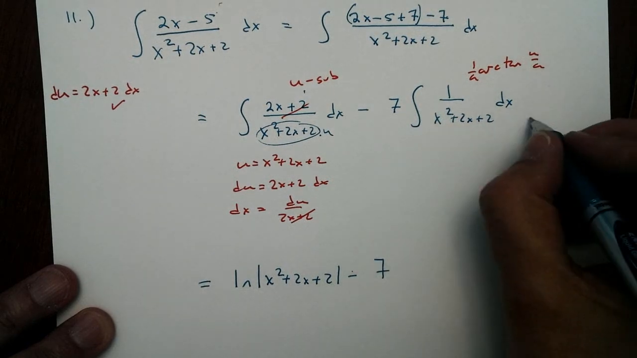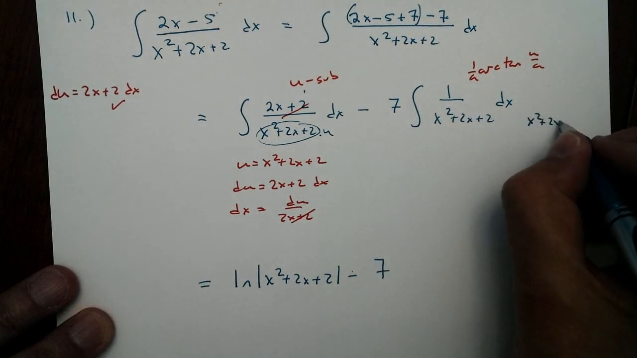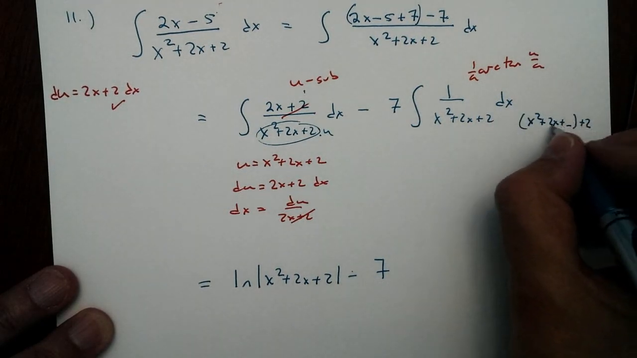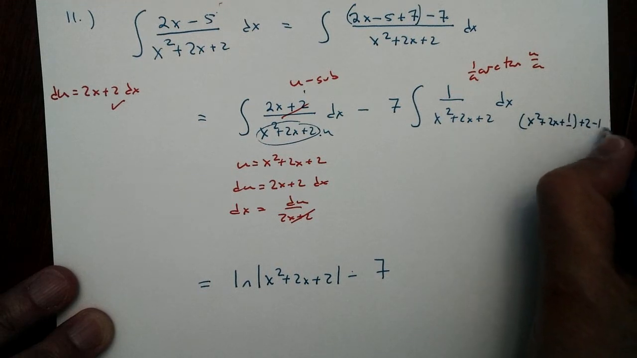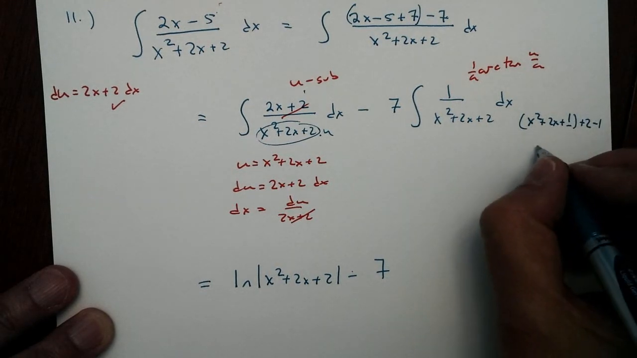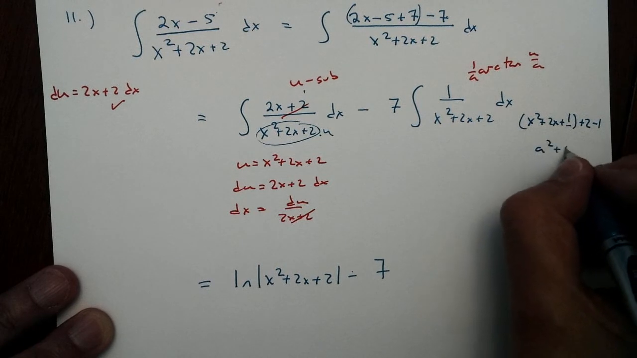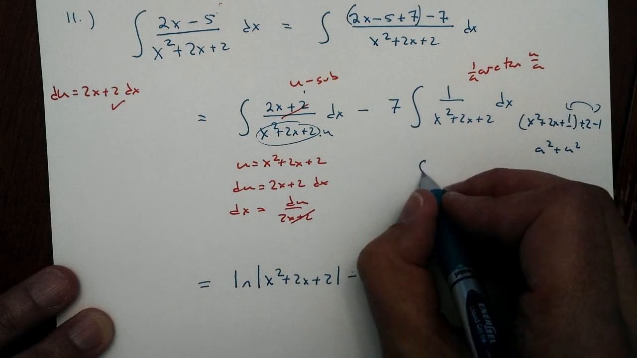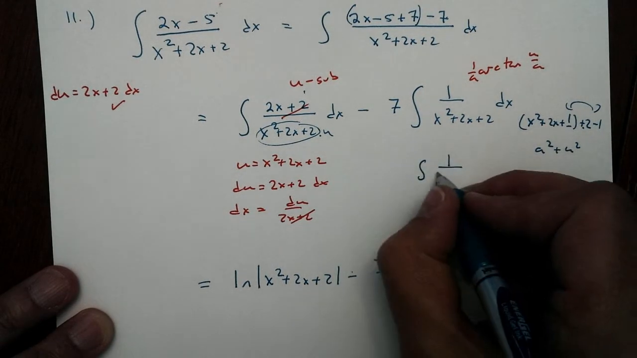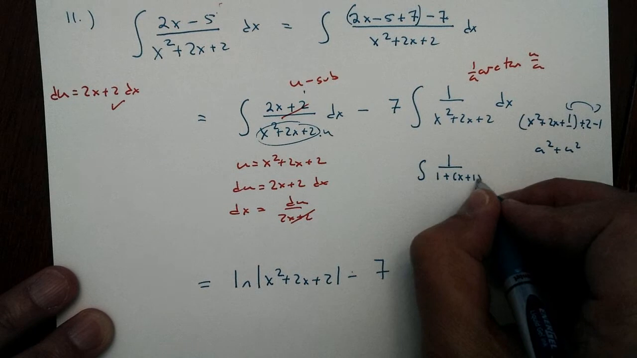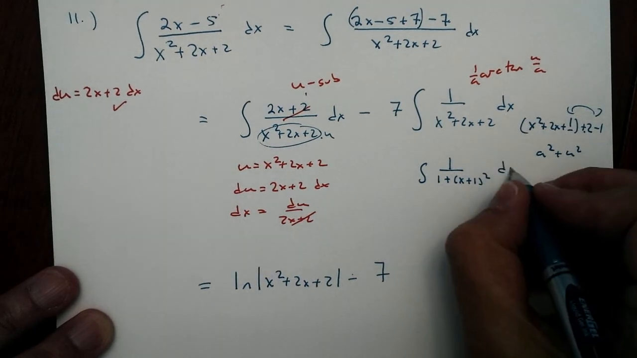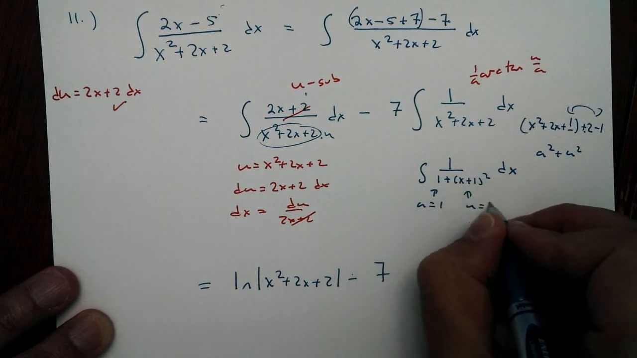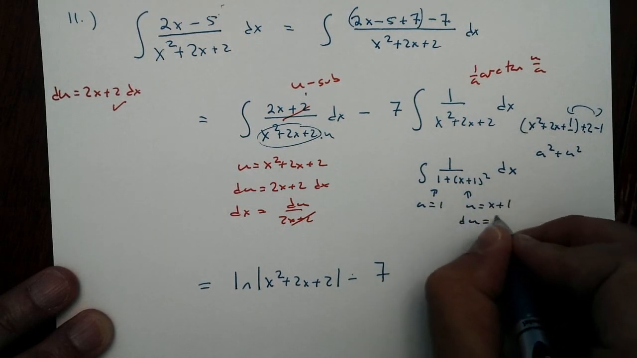Remember we said we have to complete the square here. x squared plus 2x plus a blank plus 2. I have to add 1 here, so to fix that we subtract 1. So arctangent, remember, is a squared plus u squared, so I'm going to switch that order around. My new integral becomes 1 over (1 plus (x plus 1) squared) dx.